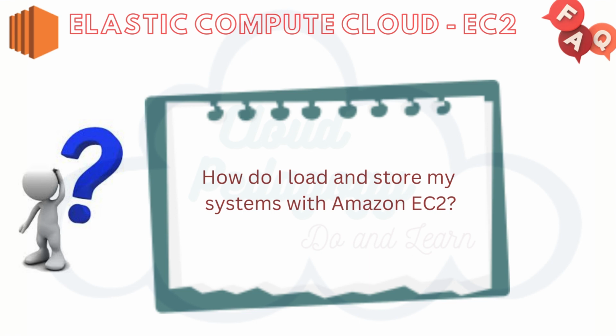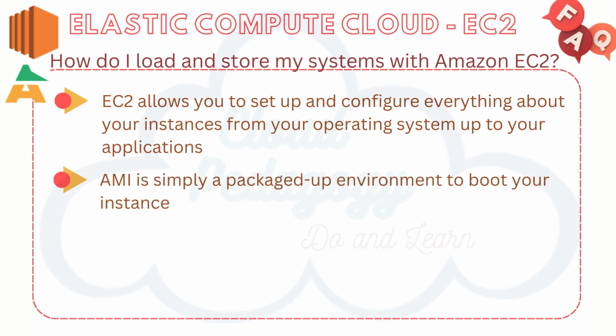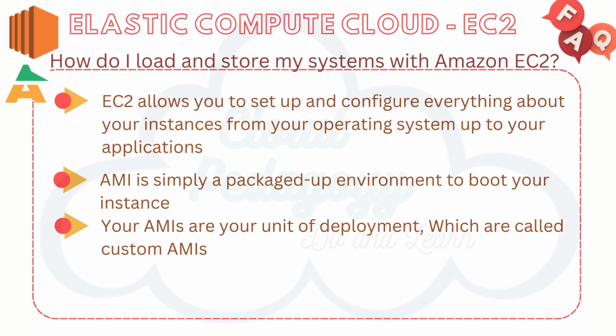Next, how do I load and store my systems with Amazon EC2? Amazon EC2 allows you to set up and configure everything about your instances from your operating system up to your applications. An Amazon Machine Image, which is AMI, is simply a packaged up environment that includes all the necessary bits to set up and boot your instance. Your AMIs are simply your unit of deployment. You might have just one AMI, or you might compose your system out of several building blocks of AMIs. For example, web servers, application servers, and databases, etc.